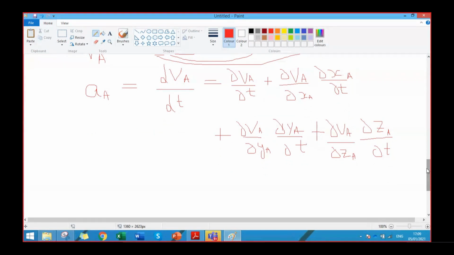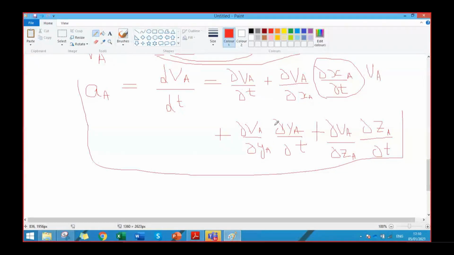So this is the point where we leave today, and we'll discuss these components in detail in the next class. We can see that partial X_A by partial T represents the X component of the velocity, let's say U_A, partial Y_A by partial T represents the Y component of the velocity field, let's say small v_A, and partial Z_A by partial T represents the K component or the Z component of velocity, let's say W_A.